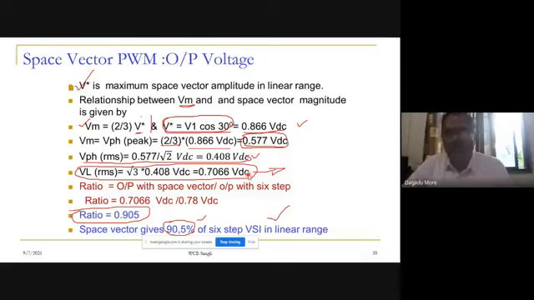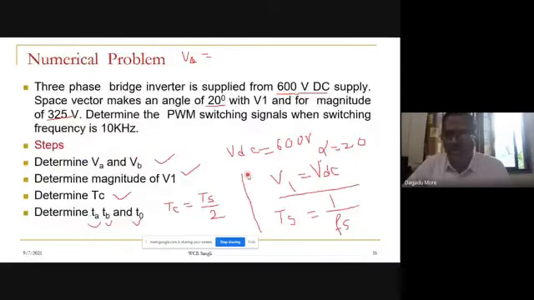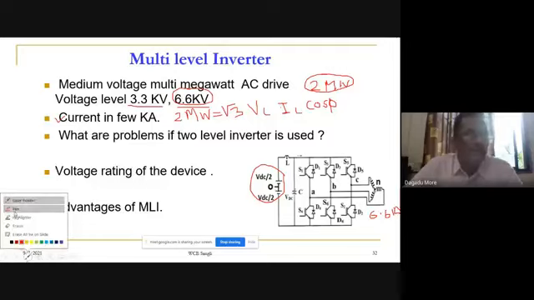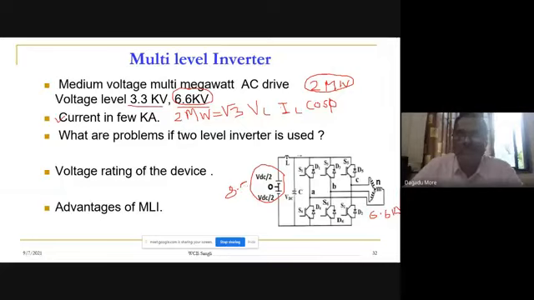So here, our line voltage is 6.6 kV. We have to divide by 0.7, and that will be our VDC. So 6.6 kV divided by 0.7, you find out. Let us assume that it is 8.5 kV. We will assume it, just calculate it. So this will be 8.5 kV.